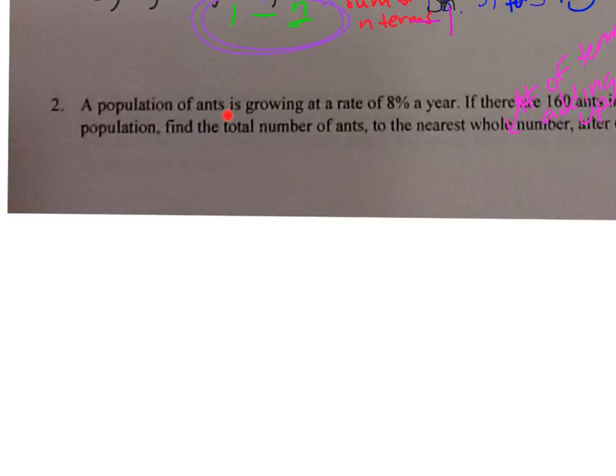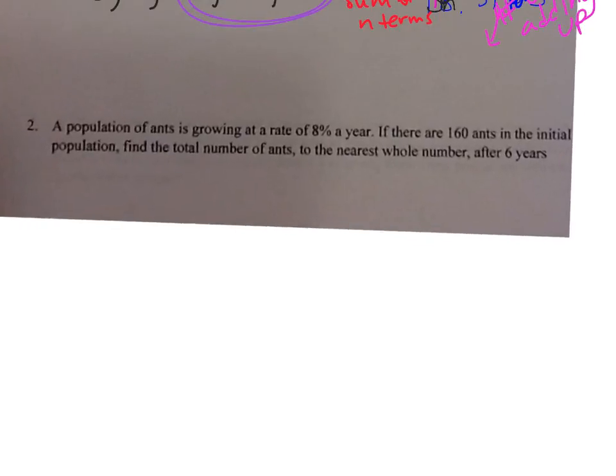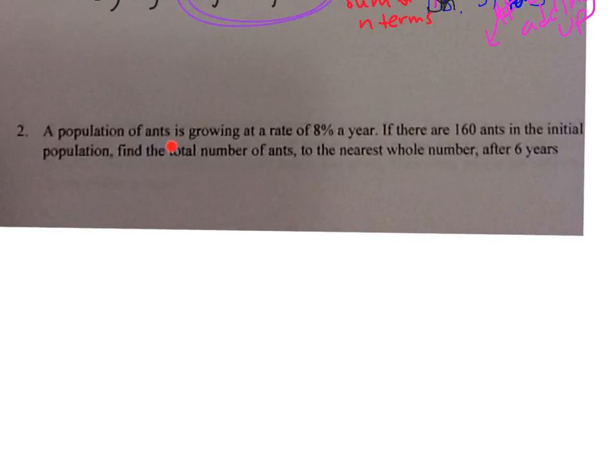A population of ants is growing at a rate of 8% a year. If there are 160 ants in the initial population, find the total number of ants to the nearest whole number after 6 years. Okay, so that's y equals, so this is a growth problem. So this is a population growth. So remember that formula, it's y equals the initial amount, so we'll use P or A, doesn't matter.